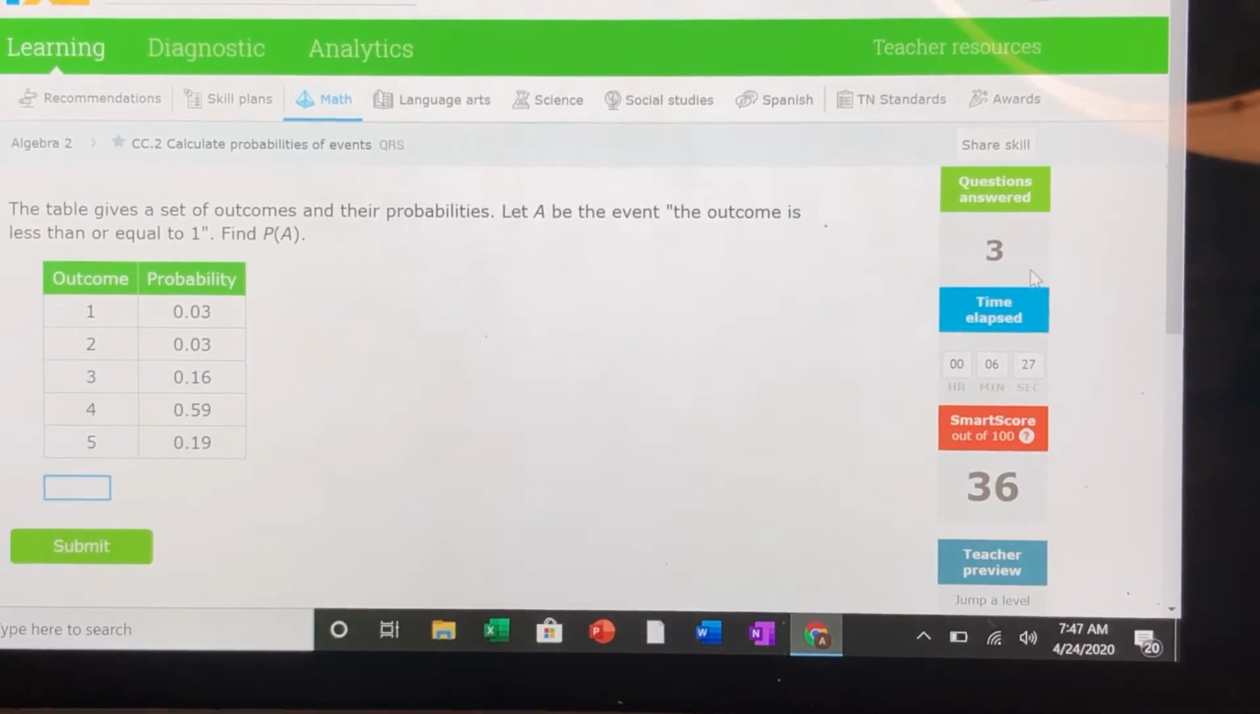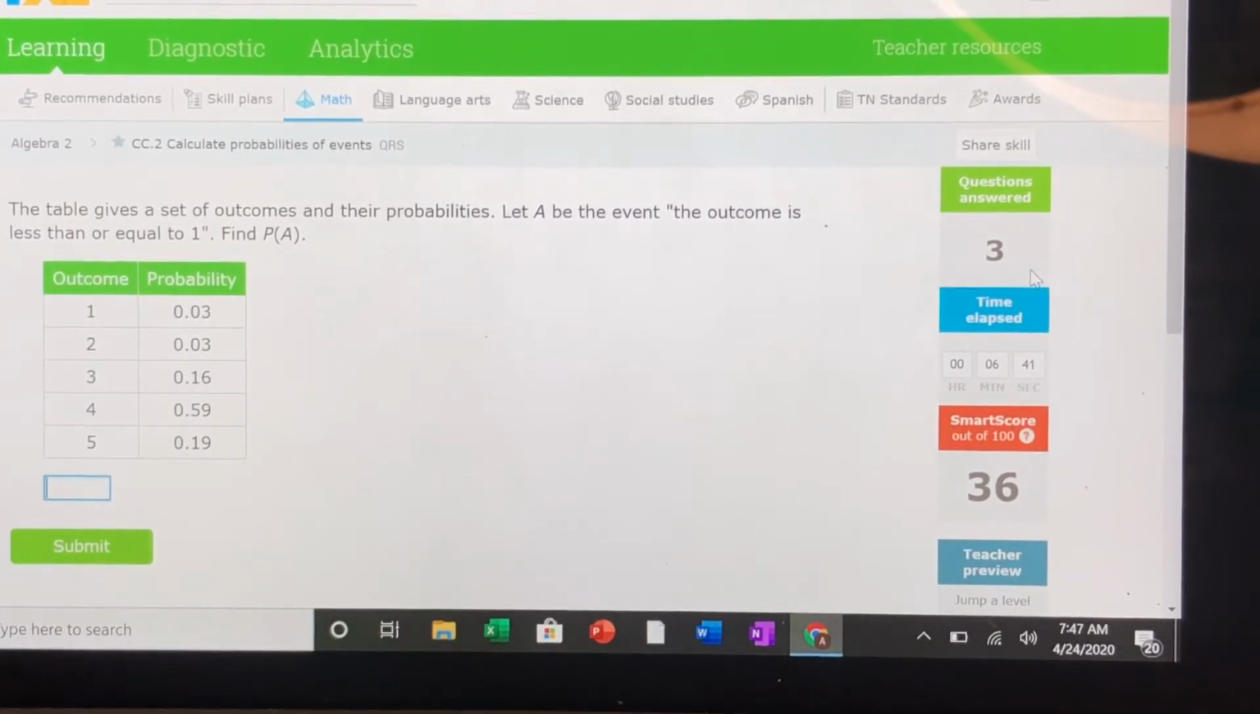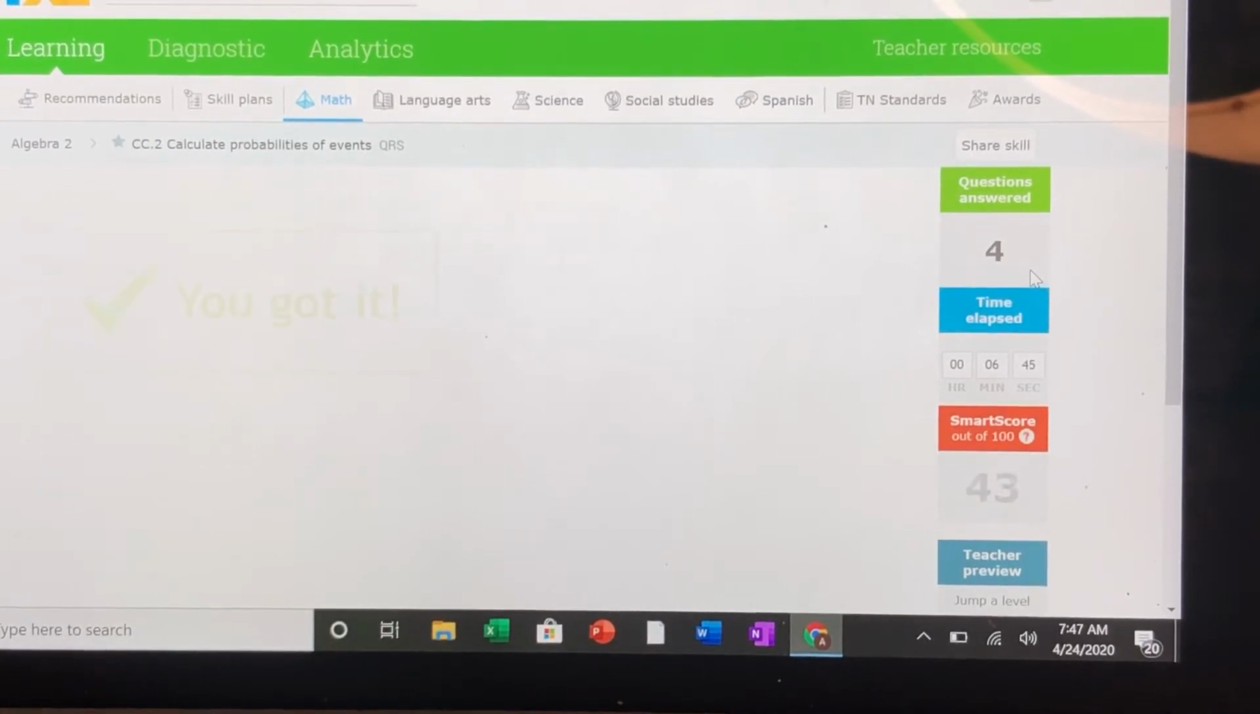Okay? How about this one? The table gives a set of outcomes and their probabilities. Let A be the event that the outcome is less than or equal to 1. Well, the only one that's equal is 1. There aren't any that are less than. So the probability is 0.03. Oops. Not 0.01, 0.03. There we go.